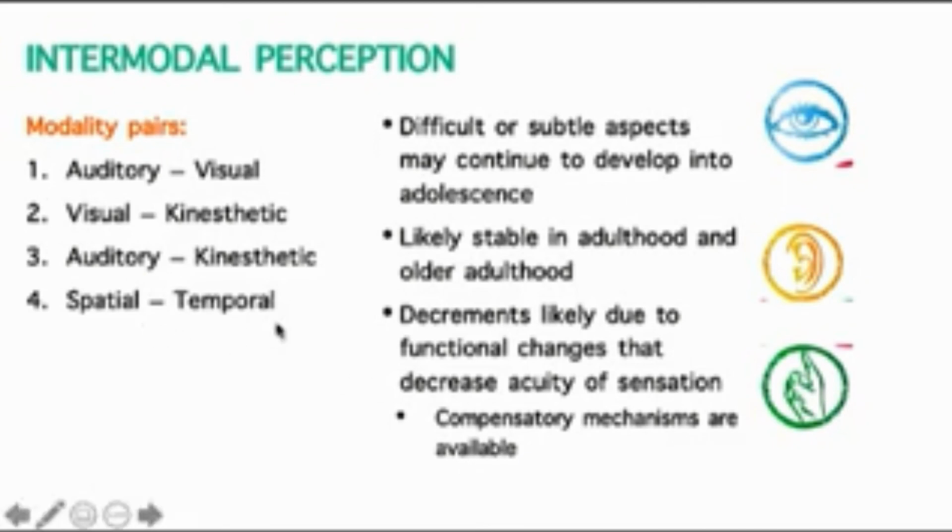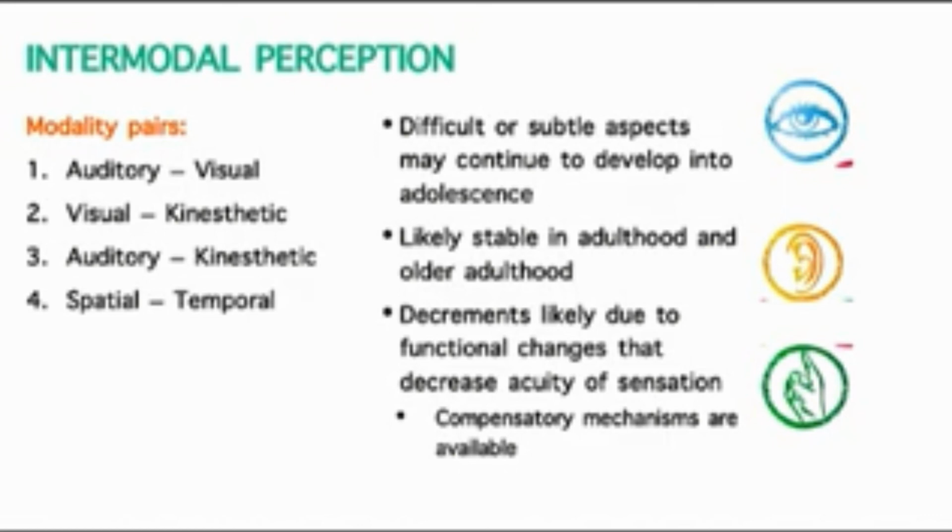And then lastly, we have spatial temporal. So this is between space and time. Integration of temporal patterns is a little bit more difficult than integrating spatial patterns. So replicating a rhythm is harder than replicating the general sense of a movement, if you want to think about it that way. Difficult or subtle aspects can continue to develop into adolescence in terms of how we are able to utilize intermodal perception. It's likely stable in adulthood and older adulthood, but again, there's some limited research in these areas.